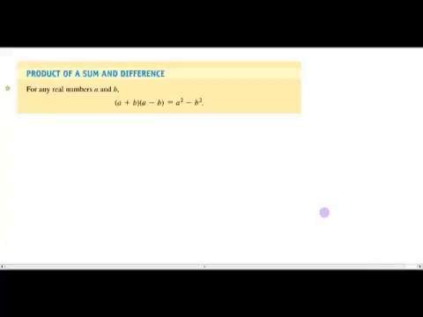This is called the product of a sum and a difference. So for any real numbers a and b, if I have a plus b times a minus b, it will always have the middle terms drop out and give me just a squared minus b squared. Now this is when a is the same and b is the same. I just have different signs for the middles. This is also called multiplying conjugate pairs, where the numbers in the factors being multiplied together are the same, but the middle signs are different.